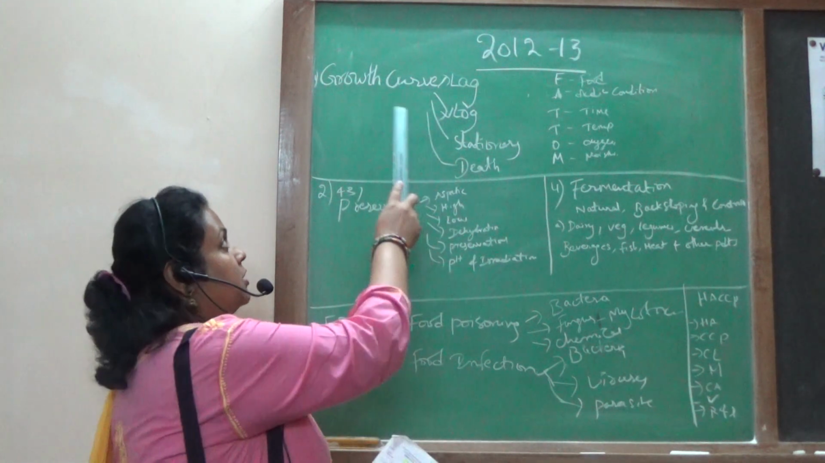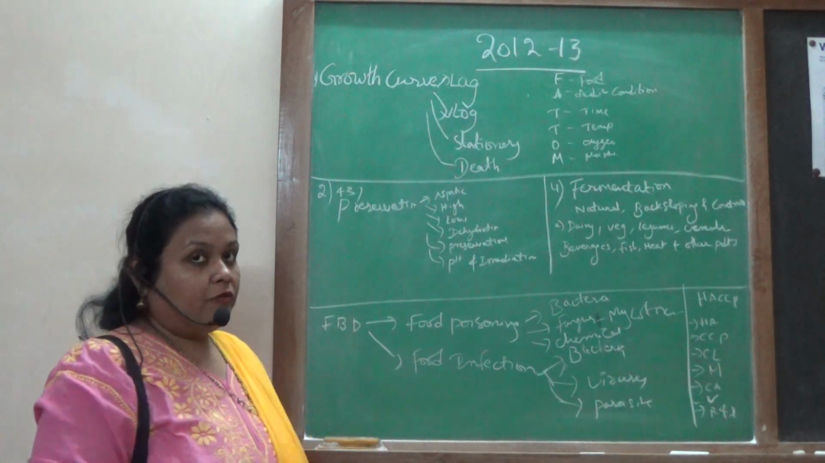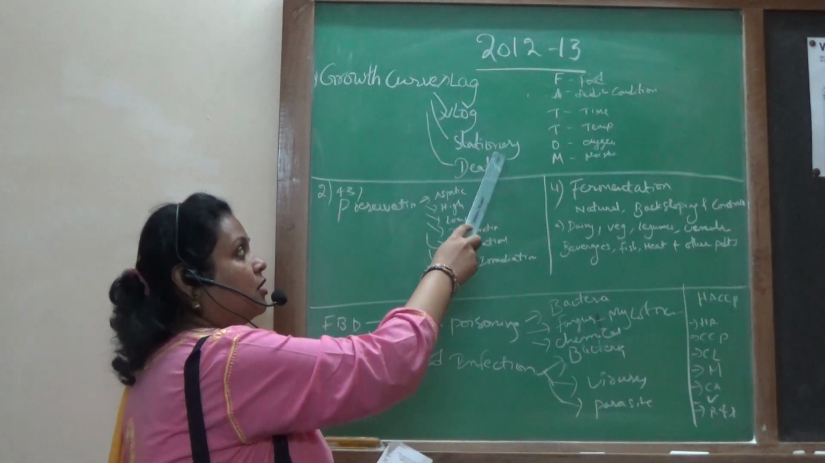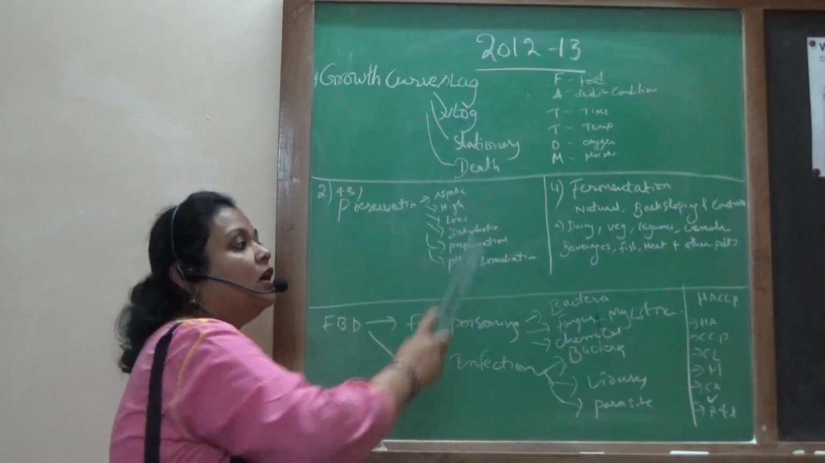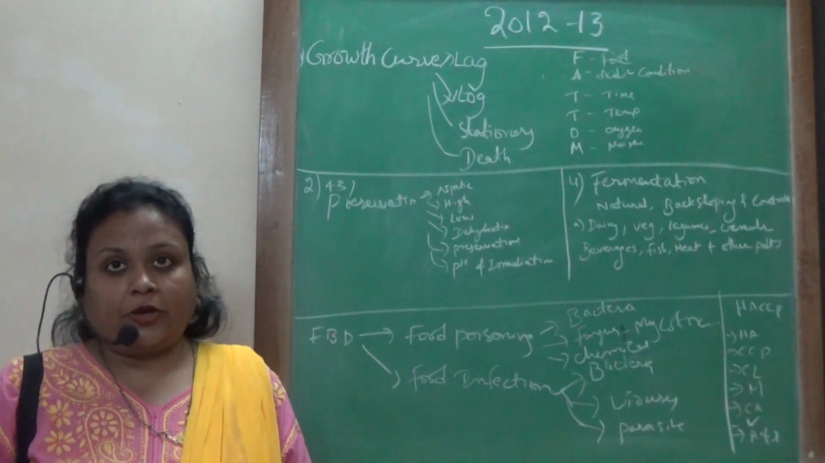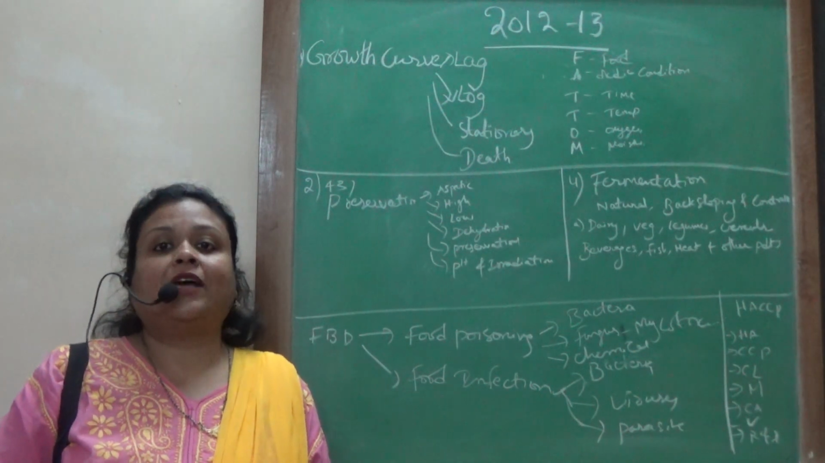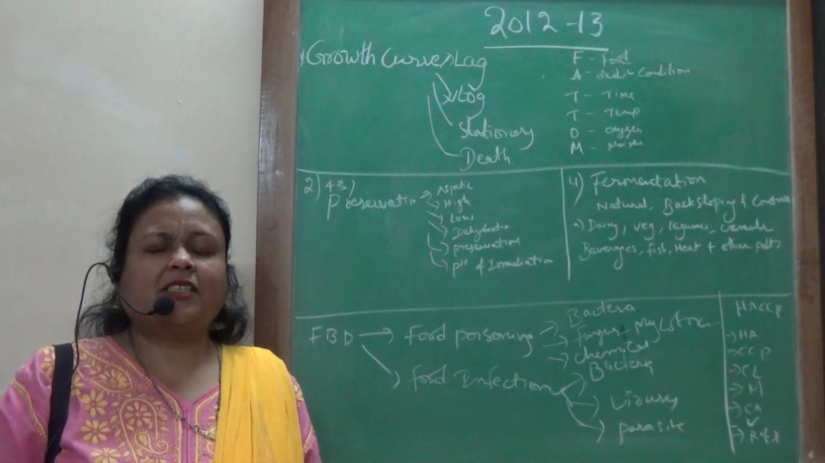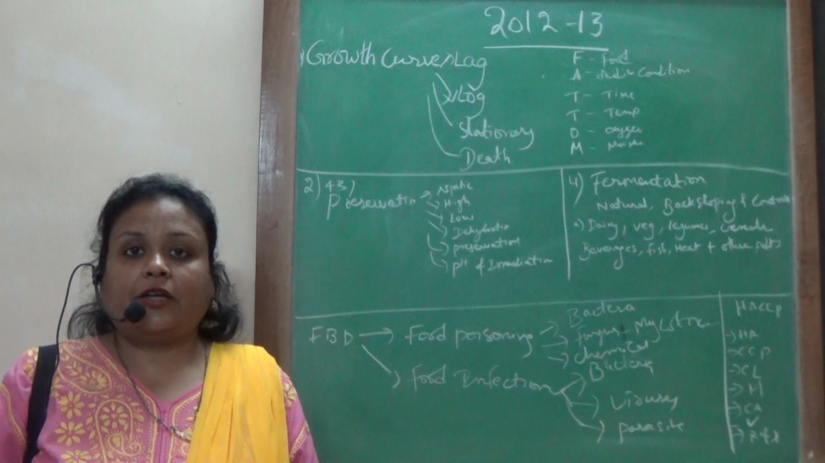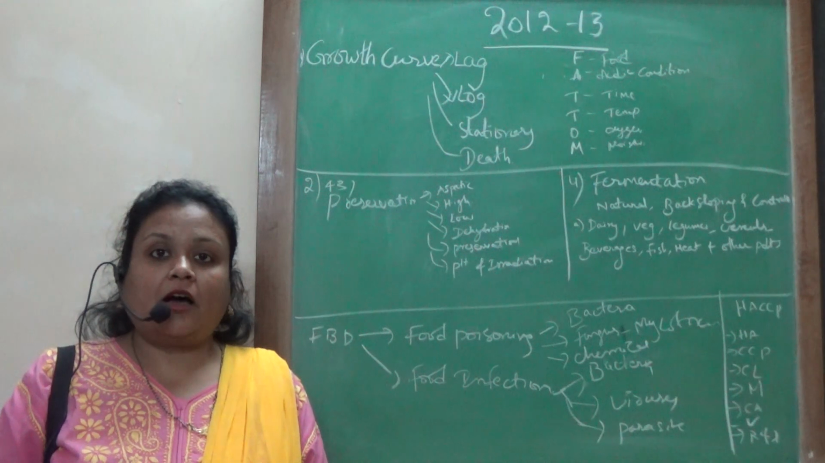Now coming to the next part, the growth curve. The other name for the growth curve is growth phase, which consists of 4 phases: the lag phase, which is the first phase, the log phase, the second phase, the third phase is the stationary phase, and the fourth is the death phase. The lag phase is the first phase where the bacteria enters and gets adjusted to the environment. In the second phase, the bacteria multiplies, that is the log phase, also known as the exponential phase. The third phase is the stationary phase. The last phase is the death phase, where most of the bacteria are killed.